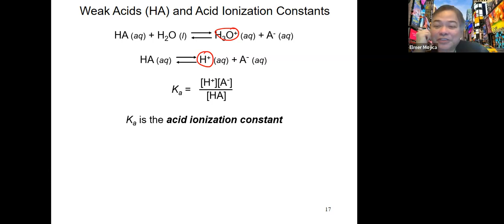So one way to know if you are a weak acid is if a Ka is given. What do you think is the Ka of strong acid? Anyone? So big, so small? Pag strong acid?